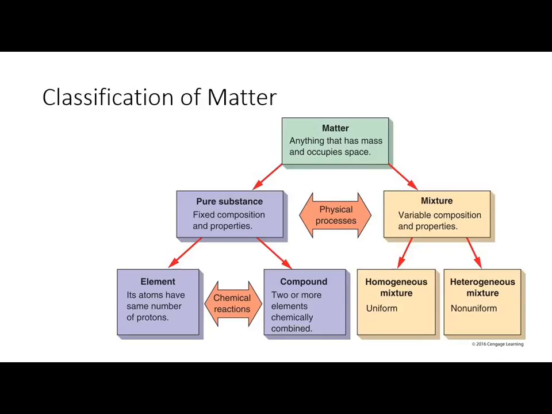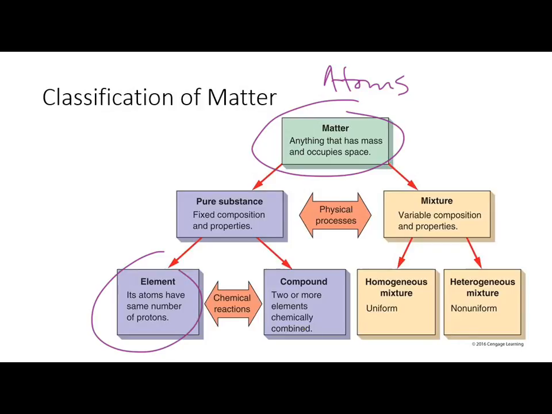But we said right off the bat that all matter is made up of atoms. Now, if those atoms are the same, if all those cute little atoms are copper atoms or all oxygen atoms, we have what we call an element. If those atoms have bonded together with another element, if we have two or more elements stuck together with a chemical bond, that's called a compound. So both elements and compounds are considered pure substances.